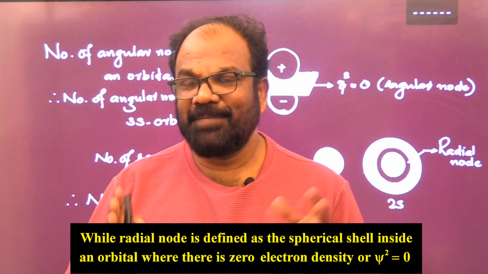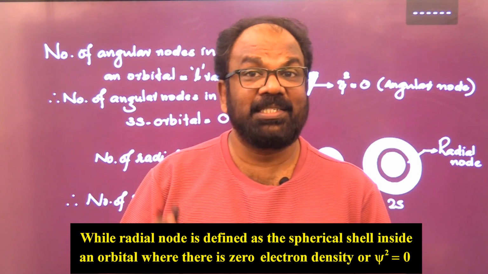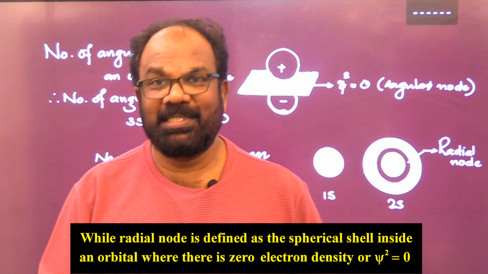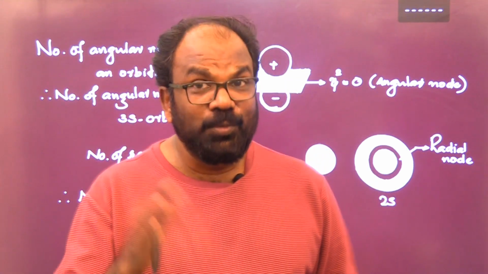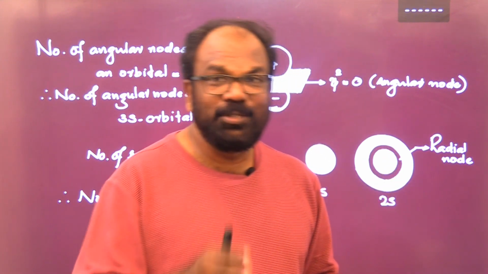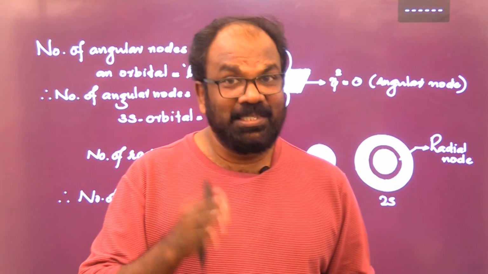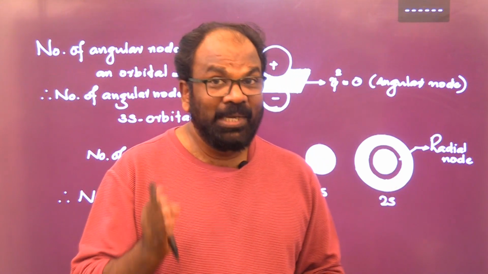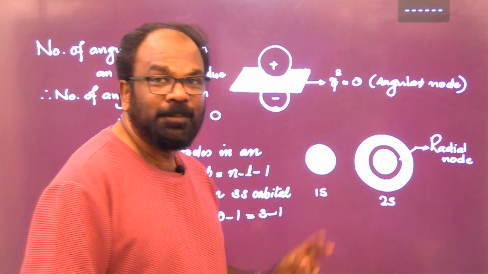While radial node is defined as the spherical shell inside an orbital where there is 0 electron density or psi square is equal to 0. For example, for 2s orbital, this is a spherical region inside this orbital where psi square is equal to 0 or electron density is equal to 0. So this is a radial node of 2s orbital. While 1s orbital has no radial node.